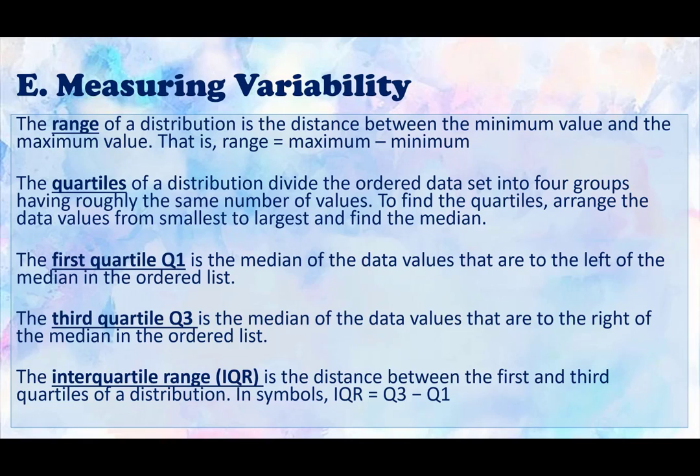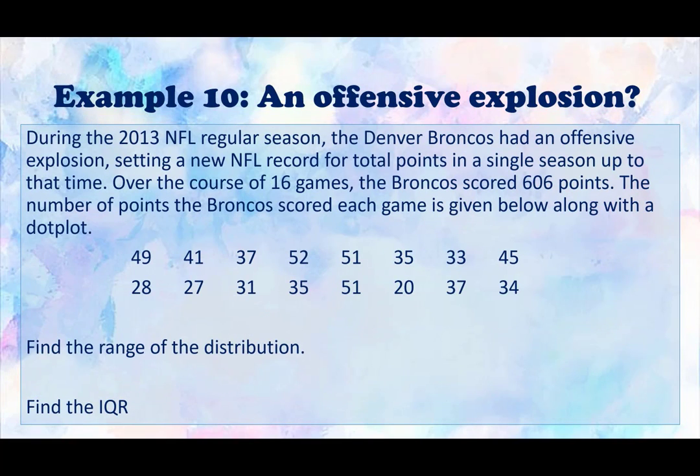We're about to do an example of this. These are a whole bunch of words, but we're going to turn this into something a little bit more explainable. So let's do example number 10, an offensive explosion. During the 2013 NFL regular season, the Denver Broncos had an offensive explosion, setting a new NFL record for total points in a single season up to that time. I believe it has since been beaten, by the way. Over the course of 16 games, the Broncos scored 606 points.